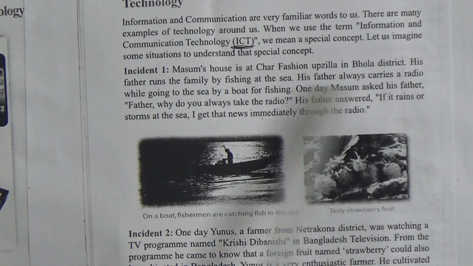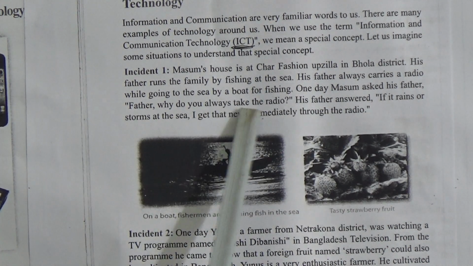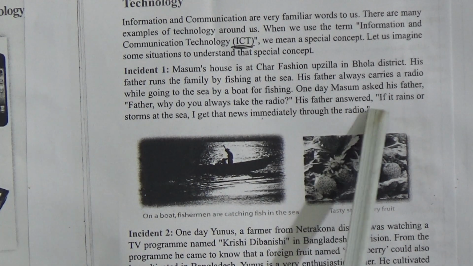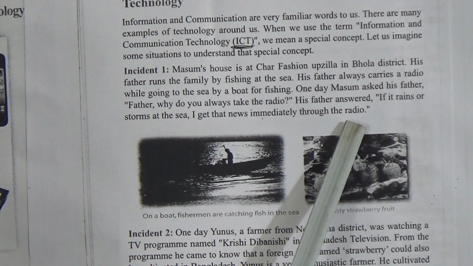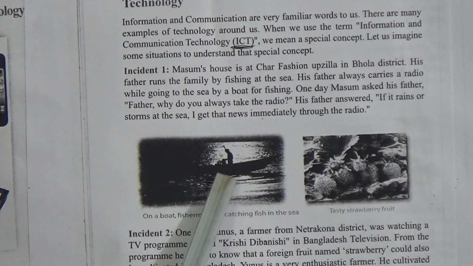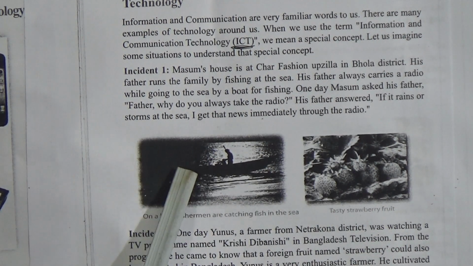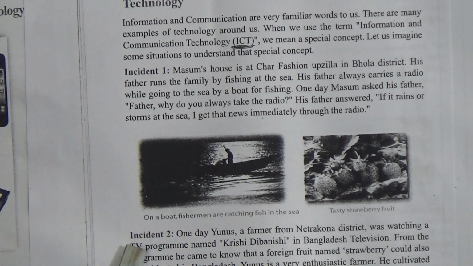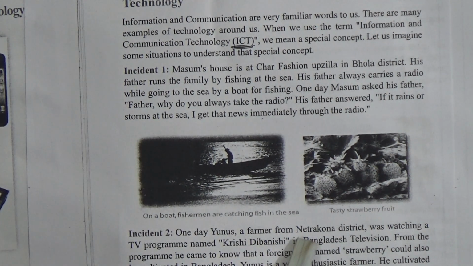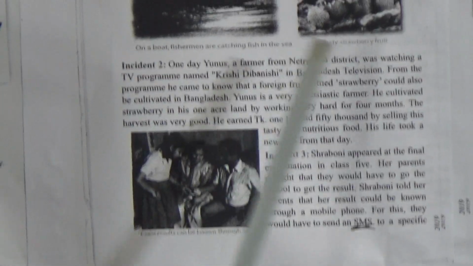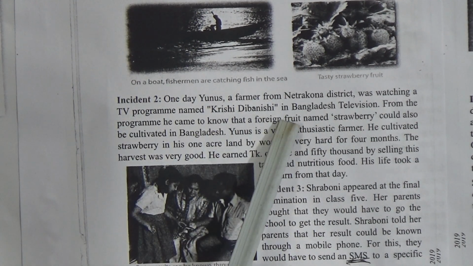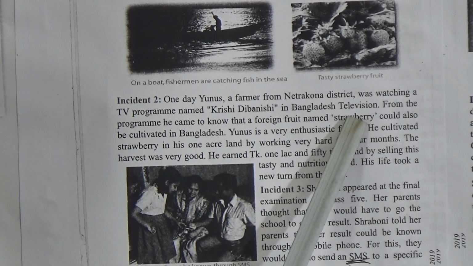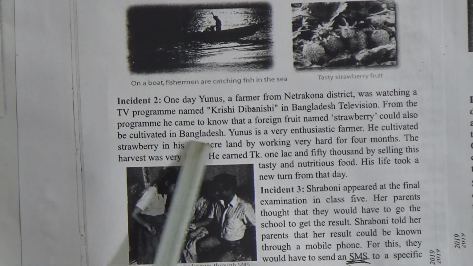One day Masum asks his father, "Father, why do you always take the radio?" His father answered that if it rains or storms at the sea, I get that news immediately through the radio. So, radio is one kind of ICT instrument. Incident 2. One day Yunus, a farmer from Netrokona district, was watching a TV program named Krishi Dibanishi on Bangladesh Television. From the program, he came to know that a foreign fruit, strawberry, could also be cultivated in Bangladesh.